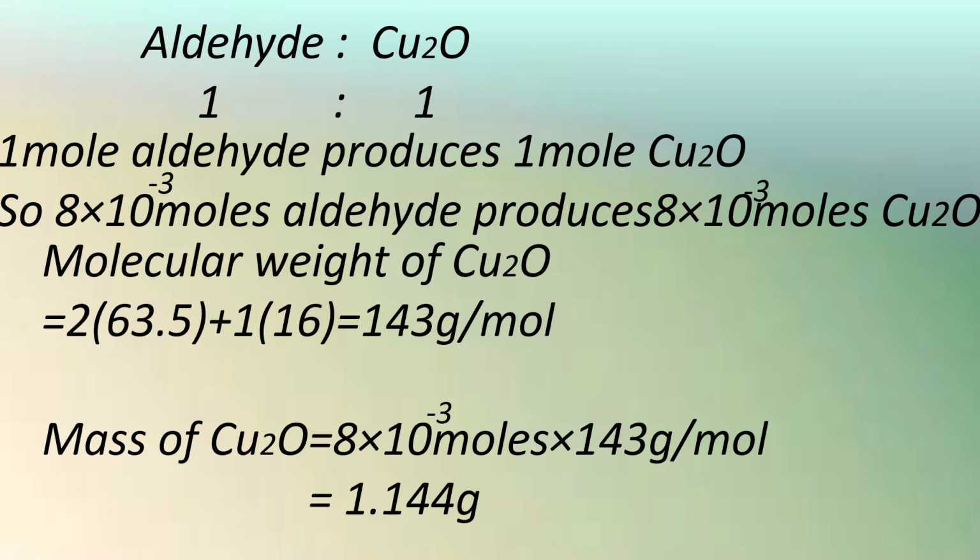We have calculated moles of copper 1 oxide and molecular weight of copper 1 oxide. Now we will calculate mass of copper 1 oxide is equal to 8 exponent minus 3 moles into 143 gram per mole, that is molecular weight of copper 1 oxide. After solving, mass of copper 1 oxide is calculated to be 1.144 grams. So in this way we have calculated mass of copper 1 oxide.